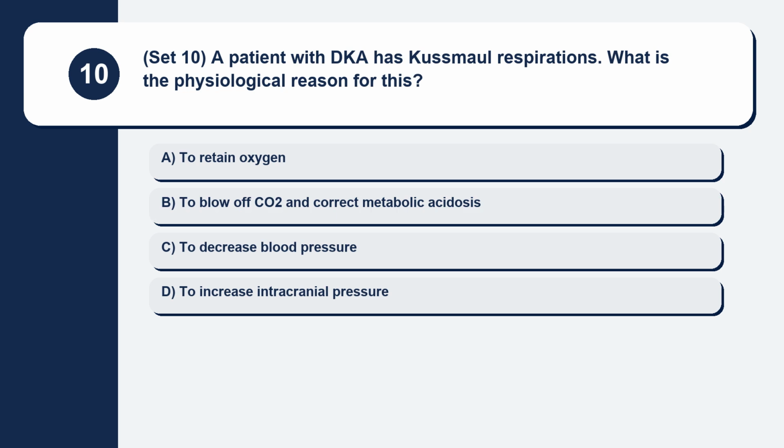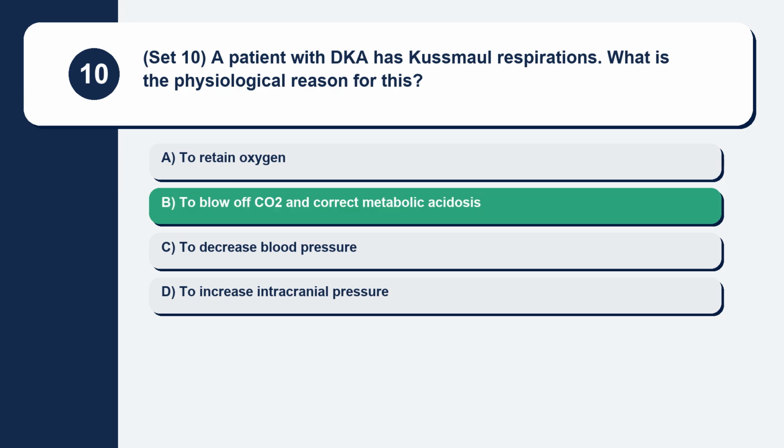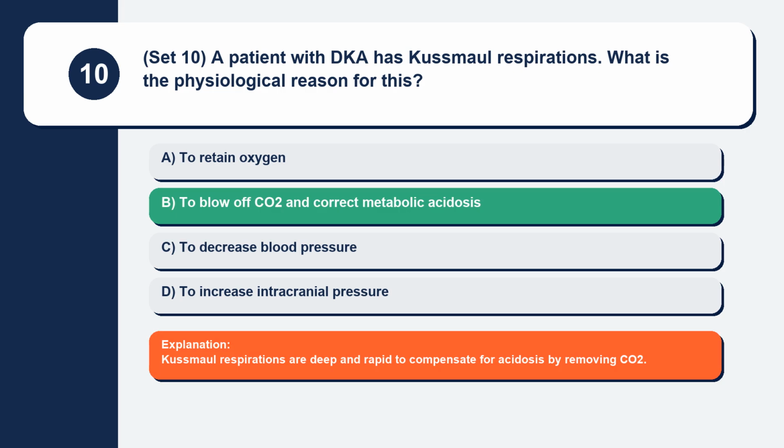Question 10. Set 10. A patient with DKA has Kussmaul respirations. What is the physiological reason for this? To retain oxygen, to blow off CO2 and correct metabolic acidosis, to decrease blood pressure, to increase intracranial pressure. Kussmaul respirations are deep and rapid to compensate for acidosis by removing CO2.